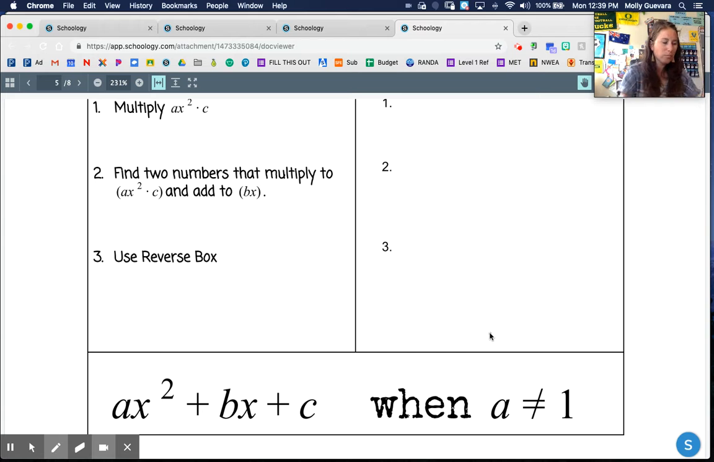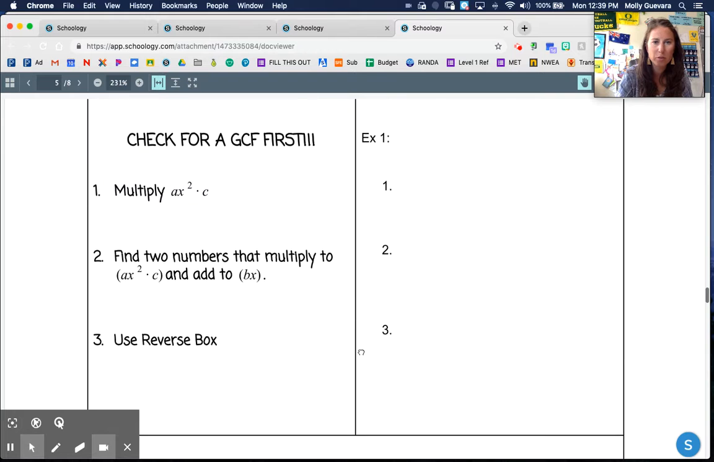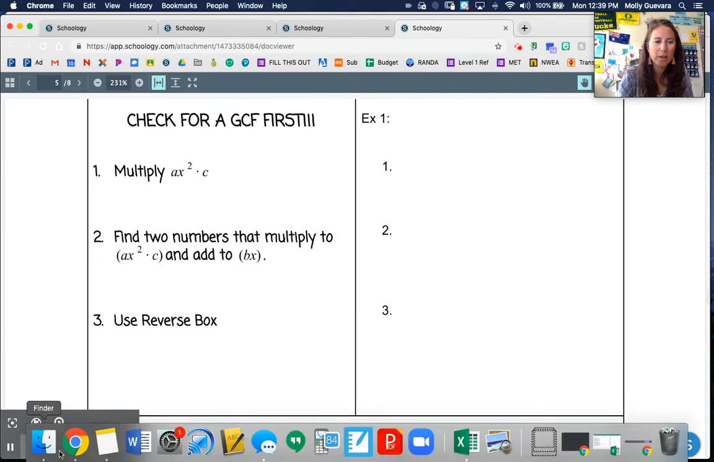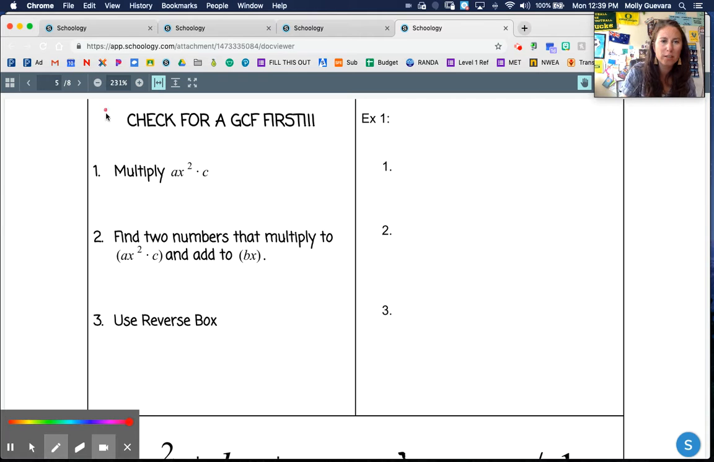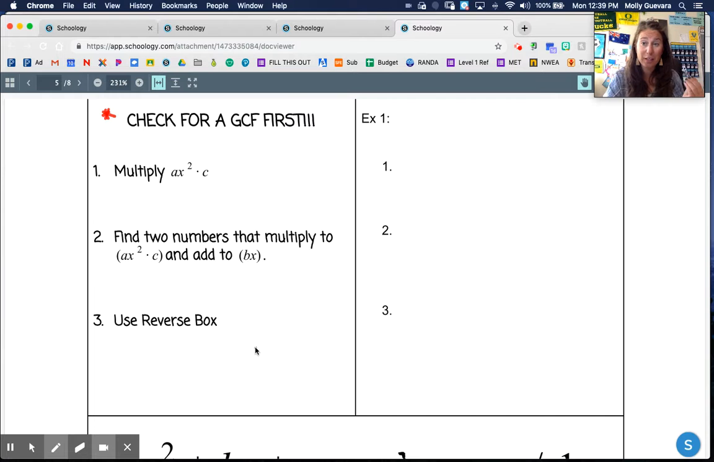So I'm going to scroll up here a little bit. This is the page of our foldable that we're on, but I'm going to scroll up so we see the top here. Okay, so big thing here, you should always check for a greatest common factor first, because sometimes it might be possible that you can take out a greatest common factor and now you no longer have a is greater than 1. Or I guess I should say a is not 1. Sometimes that's really helpful. The example that we're going to do right now is not going to have that as the case, right? You're not going to be able to take out a greatest common factor, but sometimes you will be able to. So just always check that first.